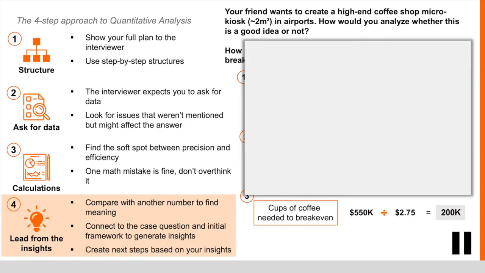Now, let's get to what I would say in this case. Well, basically, I would look at this 200K and I would say, oh, okay, so 200,000 cups of coffee in 2 years. If we assume 350 days in a year, that's around 300 cups per day. And if we assume that the coffee shop is open 15 hours a day, that would mean 20 cups an hour, or 1 cup every 3 minutes.